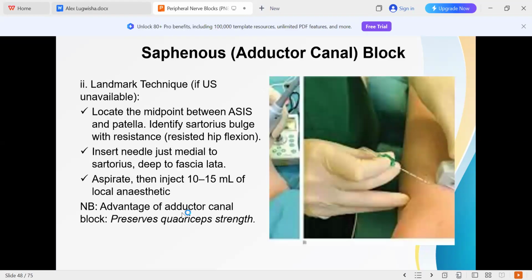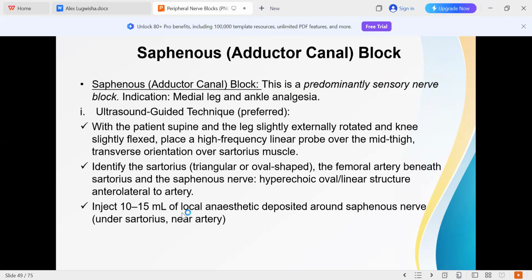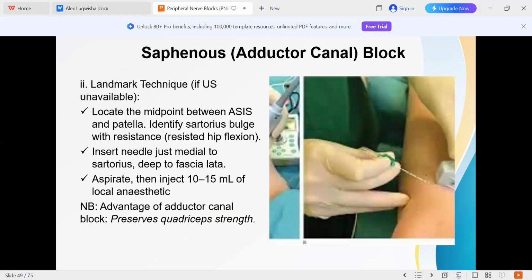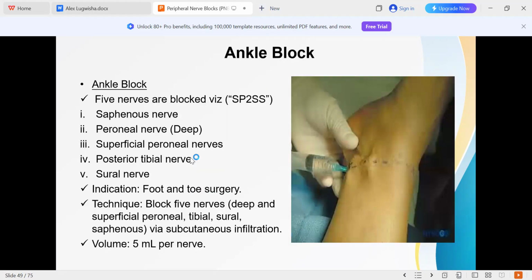You can use both ultrasound and landmark technique. For the landmark technique, you want to locate the midpoint between the anterior superior iliac spine and the patella. There, you feel the bulge of the sartorius muscle. You insert your needle just medial to the sartorius, deep to the fascia lata. The advantage of the adductor canal block is that it preserves quadriceps strength and reduces the risk of falling.